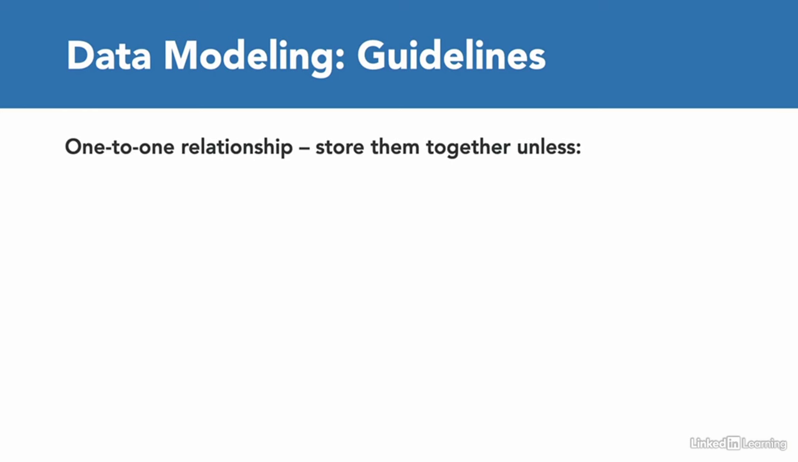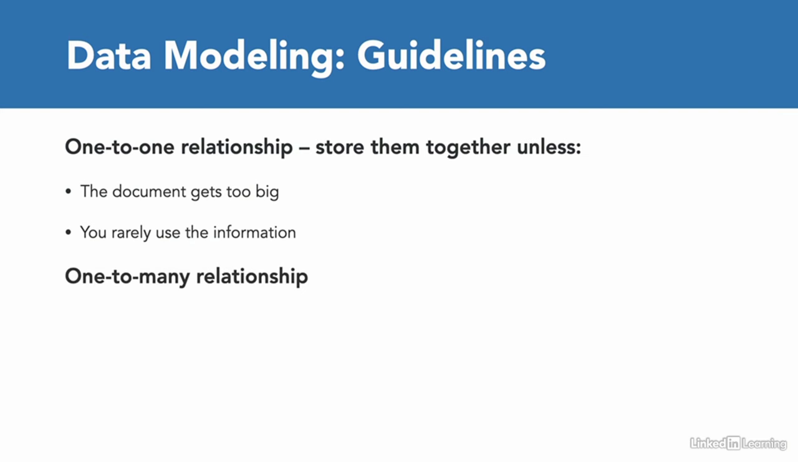The first one is, if there is a one-to-one relationship between a document and another piece of data, like with a document about a person and a date of birth, store them together. There are two exceptions to this. The first one is if the size is too big, or if you very rarely use the information together in queries. The second guideline is if there is a one-to-many relationship, like between an author and something like books.